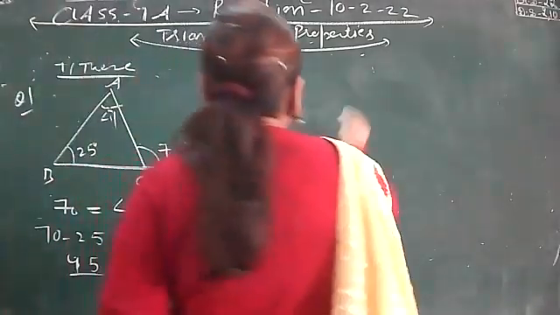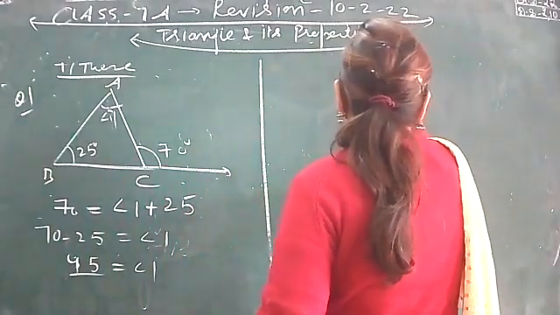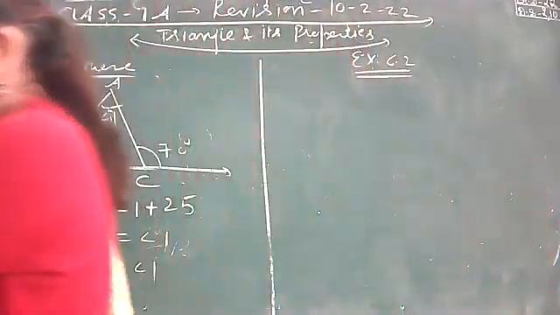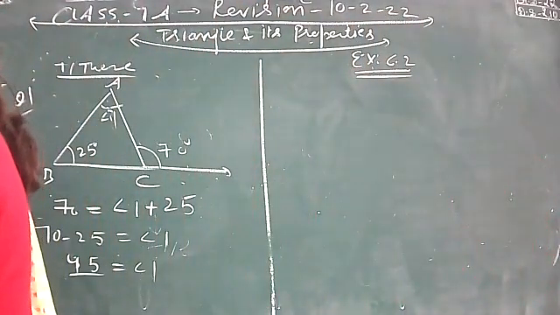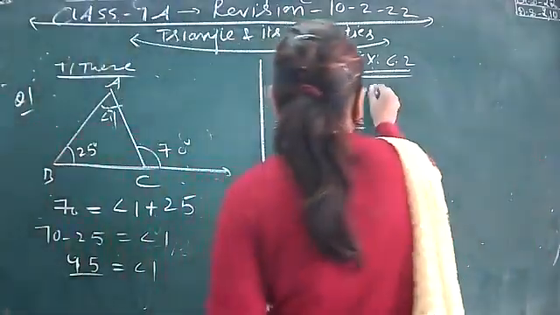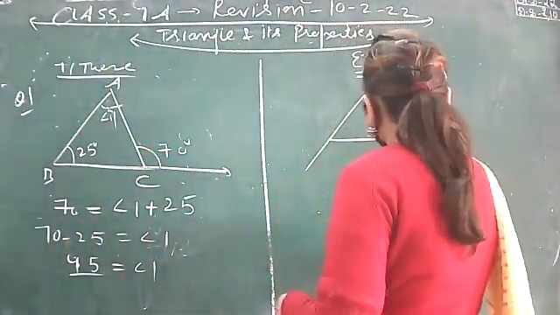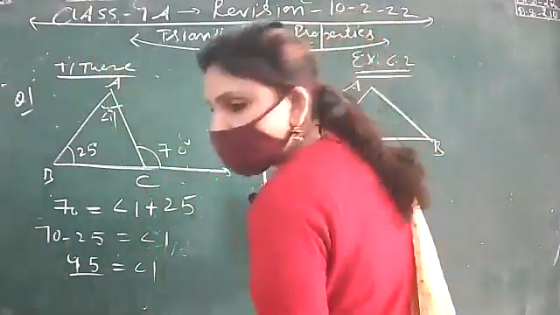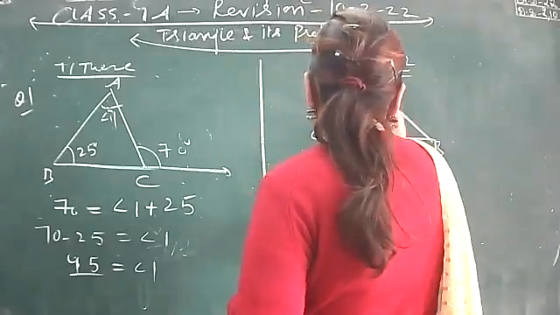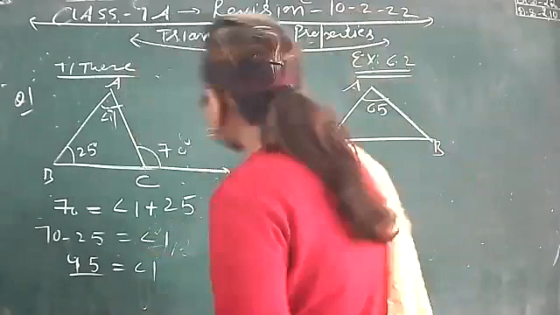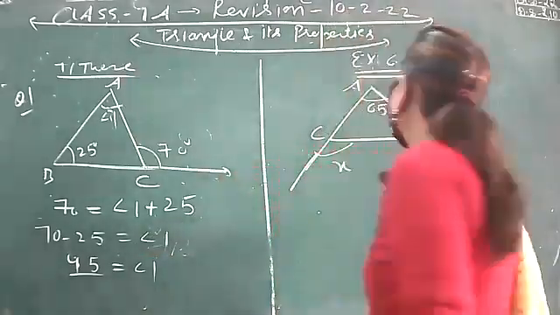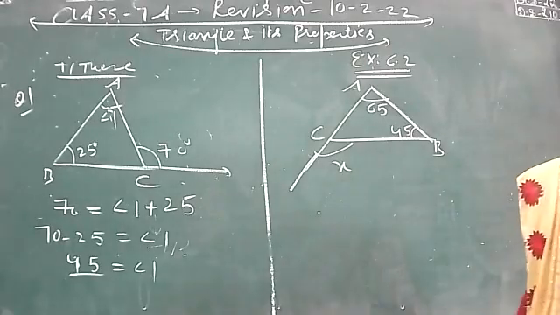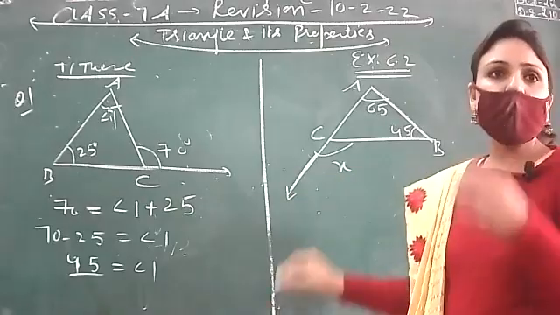Exercise 6.2 I am going to start with. I am taking the second part. I am naming the triangle myself. This angle is X. This is 65 degree. And this is 45. X, 65, 45. You know, whenever we extend one side of the triangle, it forms an exterior angle.